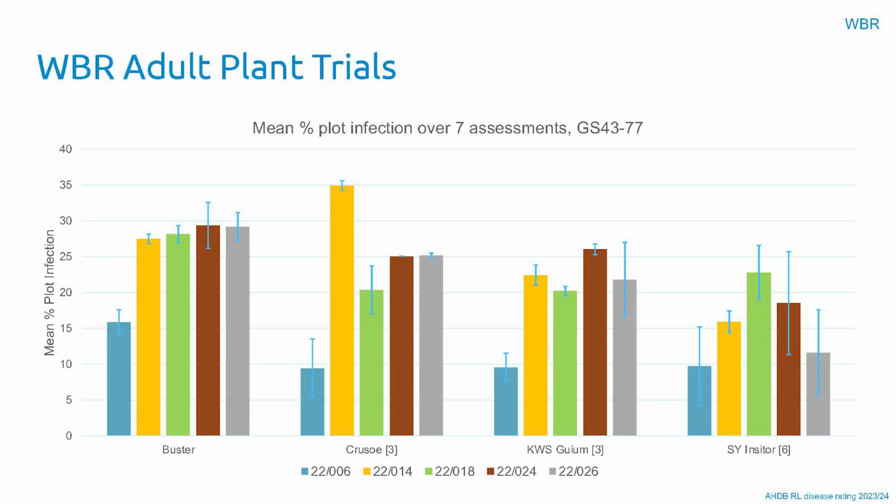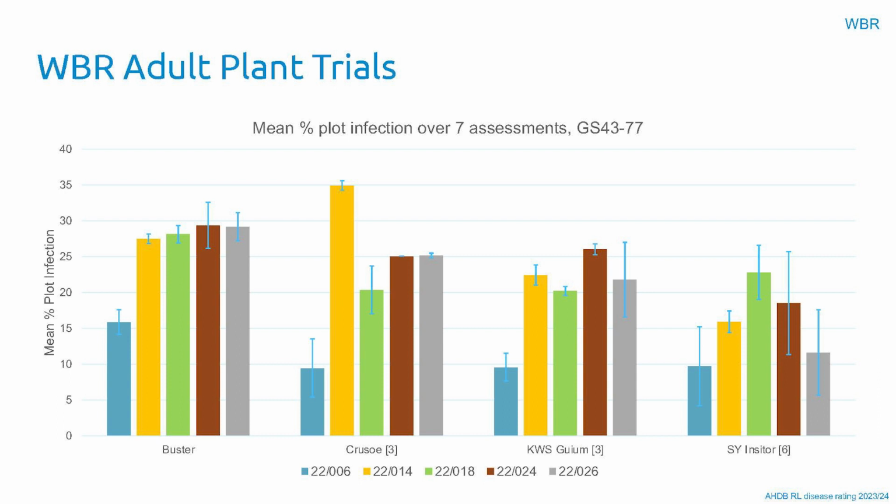Again, each isolate is represented by a different coloured bar. So we've got 22006 in the blue colour, 22014 in orange, and so on. First up we have Buster, and that's our most susceptible control variety. It's one we usually include in adult plant trials, and all isolates infected Buster.